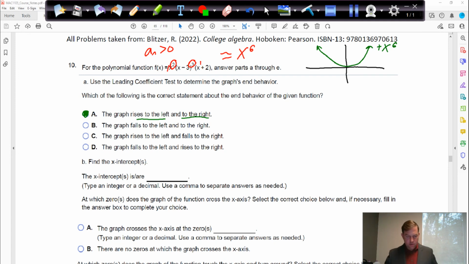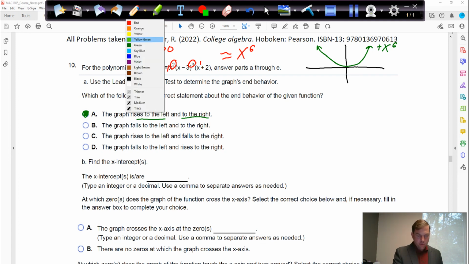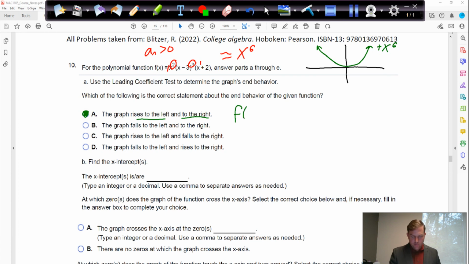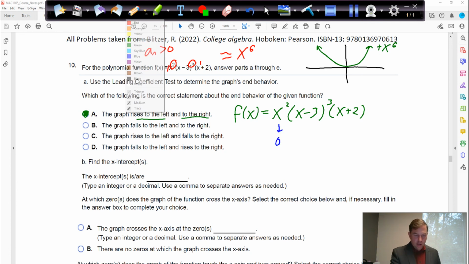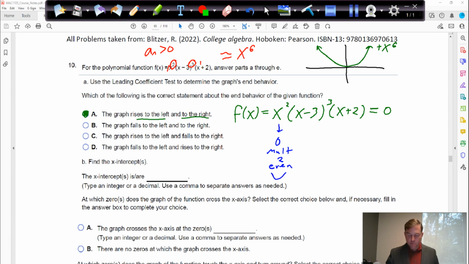Find the x-intercepts. Hopefully this one's not as difficult to see. The function, let me write it again since I made it: x squared times x minus 3 cubed times x plus 2. So notice this one, the zero is 0. So 0 will make that whole thing go to 0. We're saying it's equal to 0. But let's also write the multiplicity. There's 2 of these. So this is multiplicity 2, which is even. So it is going to touch and turn at that point.